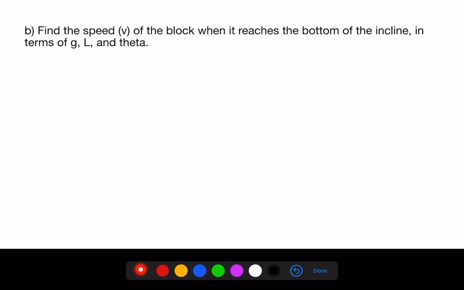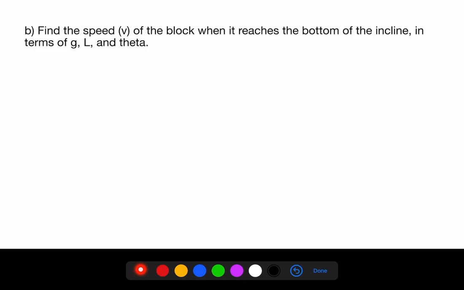Let's look at part B. Find the speed v, or velocity, of the block when it reaches the bottom of the incline in terms of g, L, and theta. So we can treat this like 1D kinematics because our acceleration is in the exact direction of our movement, just down the incline.